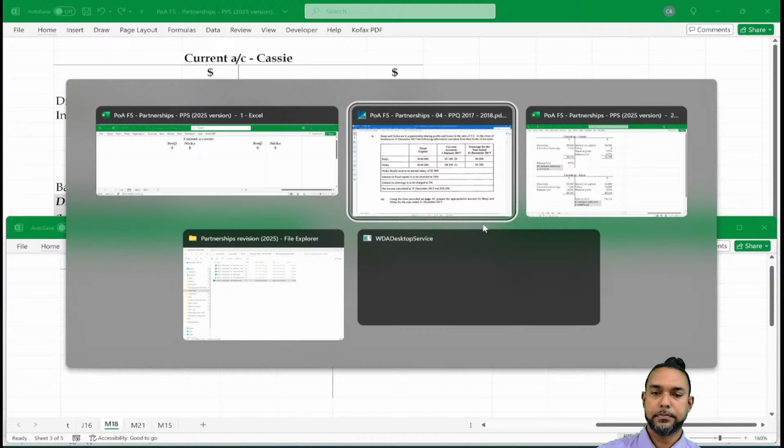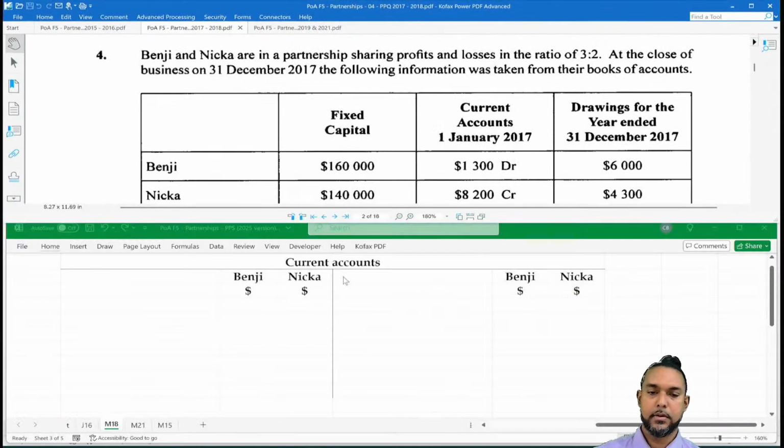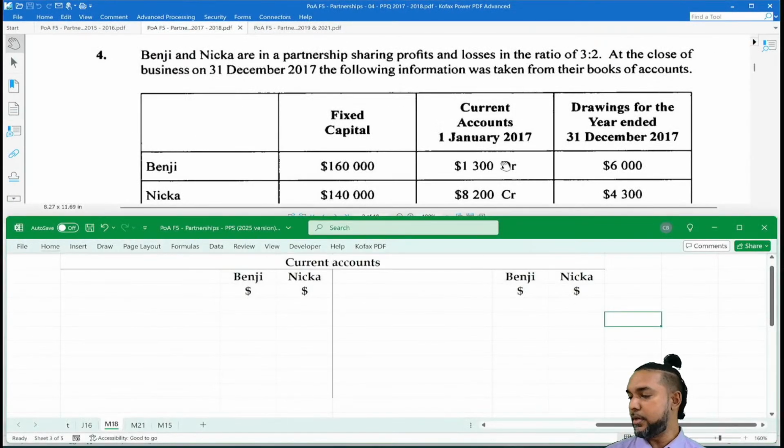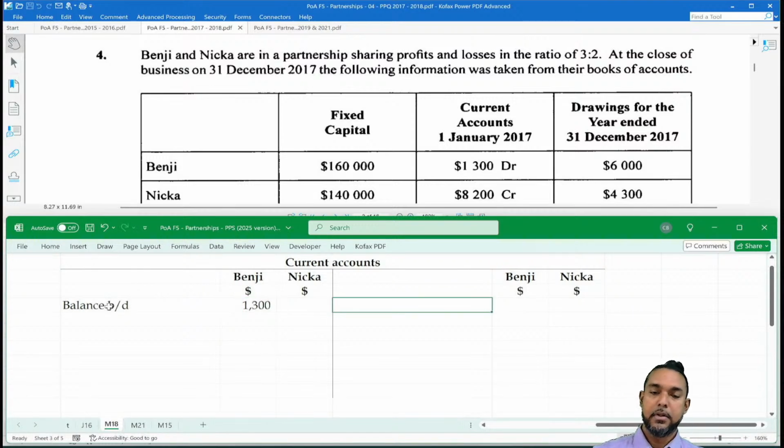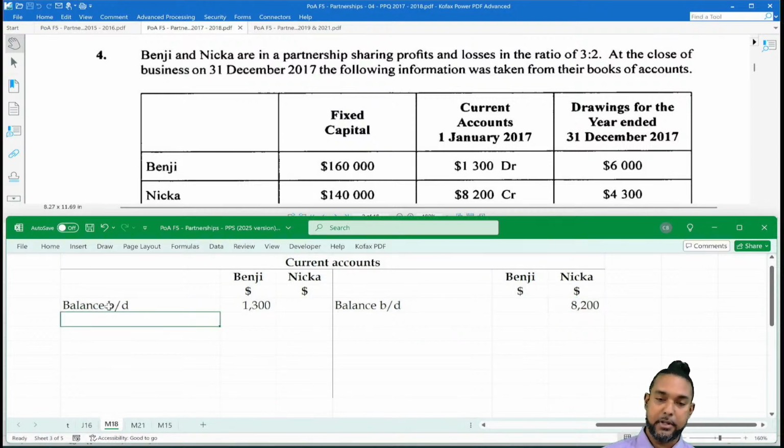Okay, so the first thing we're going to put in is the balances. So Benji has a debit balance. This is the debit side here. So you put balance brought down, 1300. On the next side, you're going to put balance brought down as well. But on Nika's one, you're going to put 8200. So that's how you start off this particular current account.